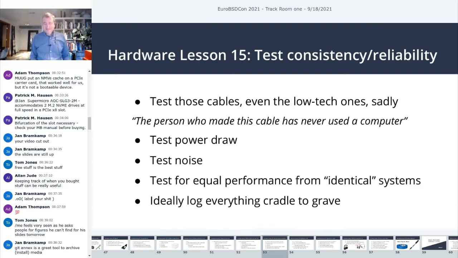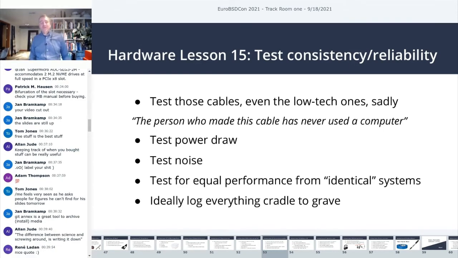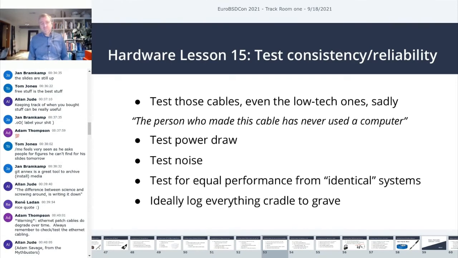And there was this guy here in town who built cables in the 90s, back when cables were like a totally fancy thing. And he's like, okay, check every pin. The person who made this cable has never used a computer. I'm like, oh gosh, okay. So I have definitely had issues with those power sockets, less so with network devices, believe it or not, but yes, and eventually they will give you trouble. I think in the last home lab session at BSDcon, I talked about power draw.